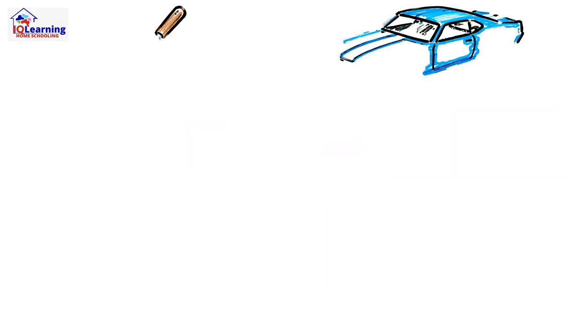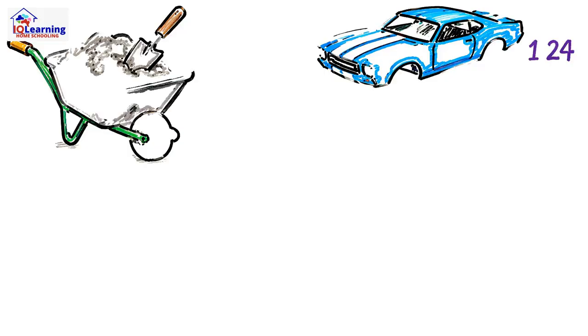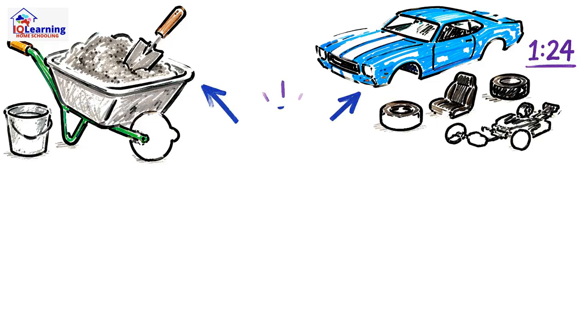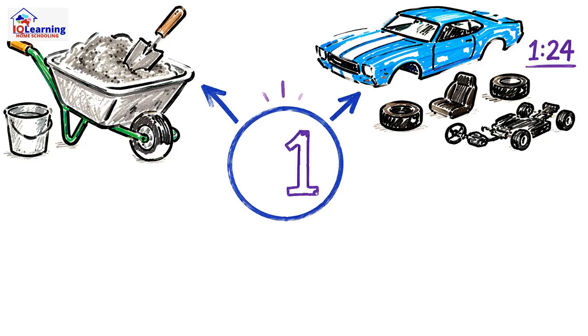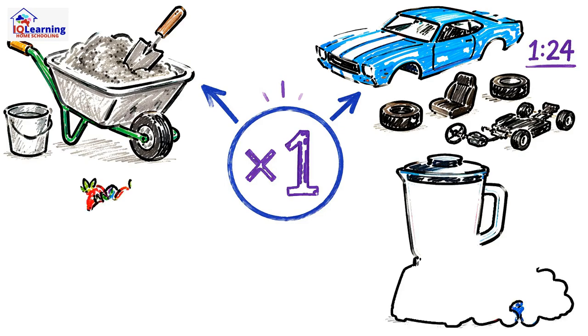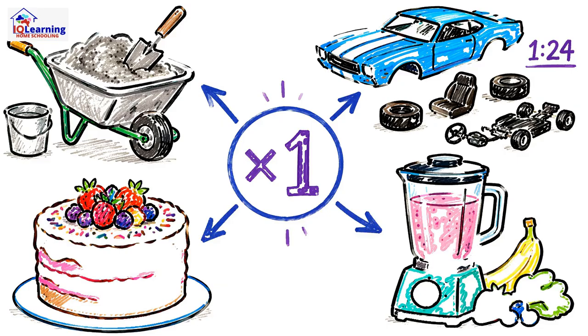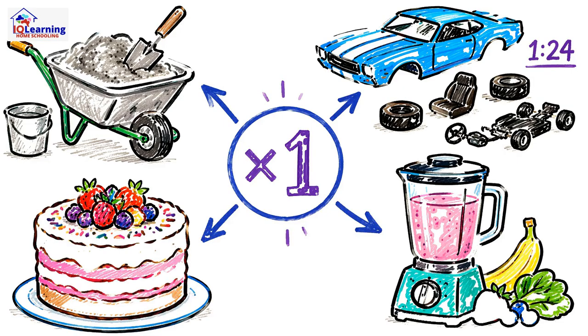Whether you're mixing concrete, building a model car from a 1 to 24 scale, or baking that giant cake, the principle is the same. Find that one multiplier and apply it to every single part. No exceptions. It's the simple math that keeps the world in proportion, ensuring everything from the color of your paint to the taste of your smoothie stays perfectly balanced.